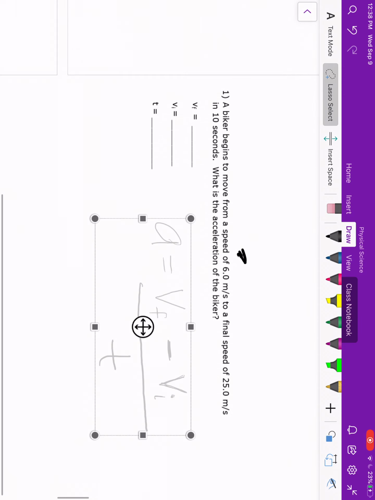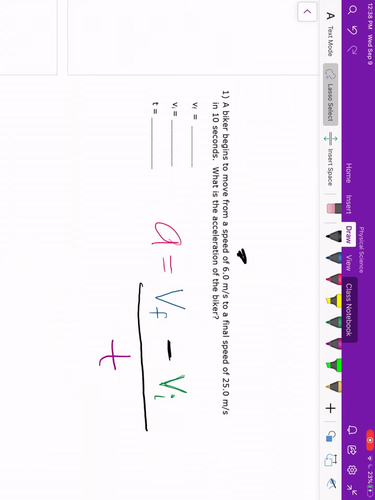Okay, all right, so it says a biker moves from a speed of 6 meters per second to a final speed of 25 meters per second. So which one do you think is the initial speed? Okay, remember initial is the green one, right? This is the green one. And if you said 6 meters per second, you are absolutely right. So I'm going to write that right where it says VI. So 6.0, and this is meters per second.